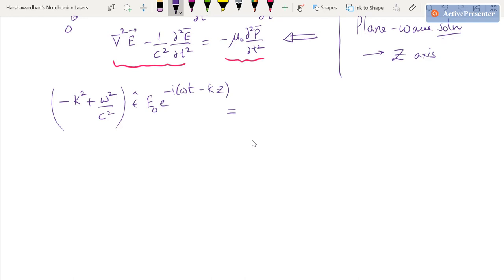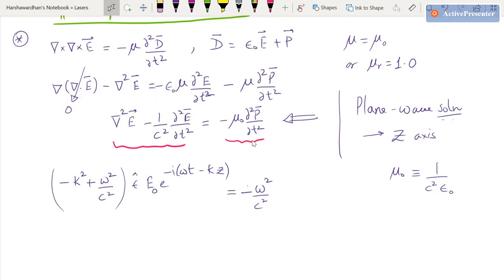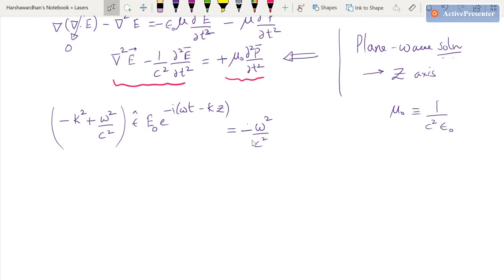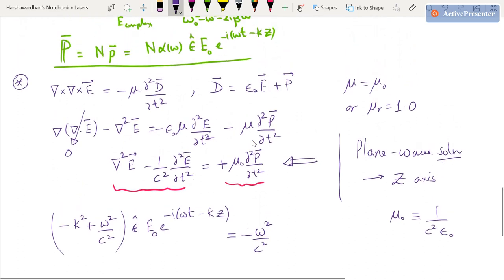And on the right hand side, again have a similar situation. Remember that I can write down my mu naught is equivalently 1 over c square epsilon naught. Right? So let me use that, and what I get on the right hand side is minus omega square c square. I think I made a sign error here. So on the right hand side, I should get a plus sign. Right? So that results in a minus here. Apologies for the error.